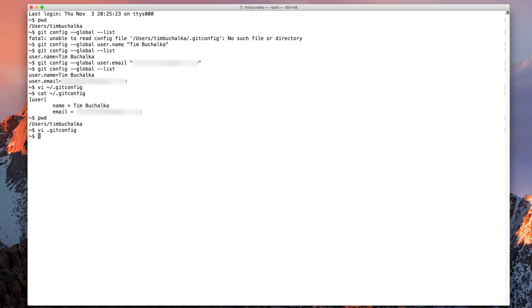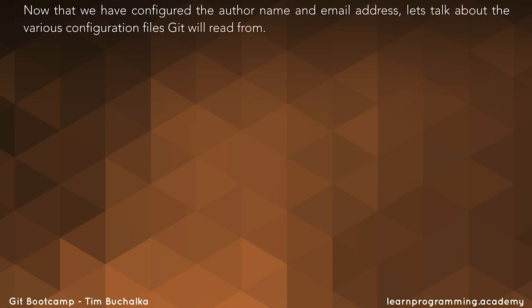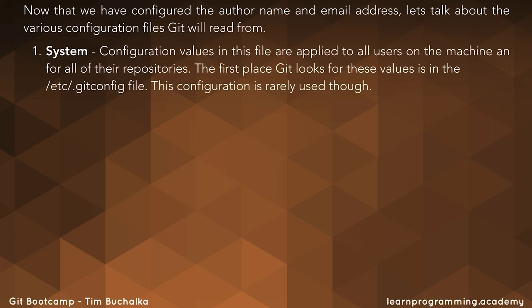Right, so let's have a little bit of a discussion about the various types of configuration files that Git uses. The first configuration file is the system configuration file. So values placed in this file are applied to all users on the machine and for all of their repositories. Now the first place that Git looks for these values is in the /etc/gitconfig file. Now this configuration file is rarely used though, and we haven't used it to date.